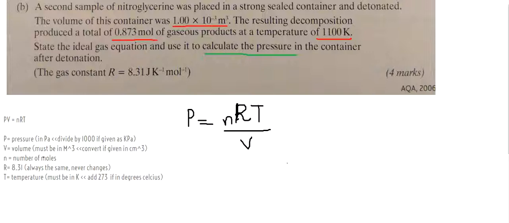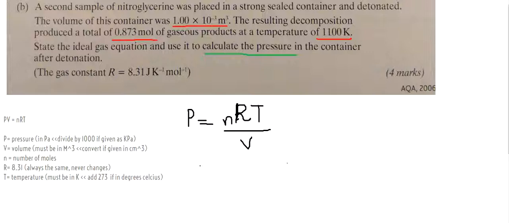Now, the third thing we should do is check that the units are correct, or convert them if they're not. So the volume should be in meters cubed, and here it's in meters cubed, so we don't have to convert it. And the temperature must be in kelvins. Here the temperature given to us is already in kelvins, so we don't have to do anything. Just plug in the numbers into the formula.